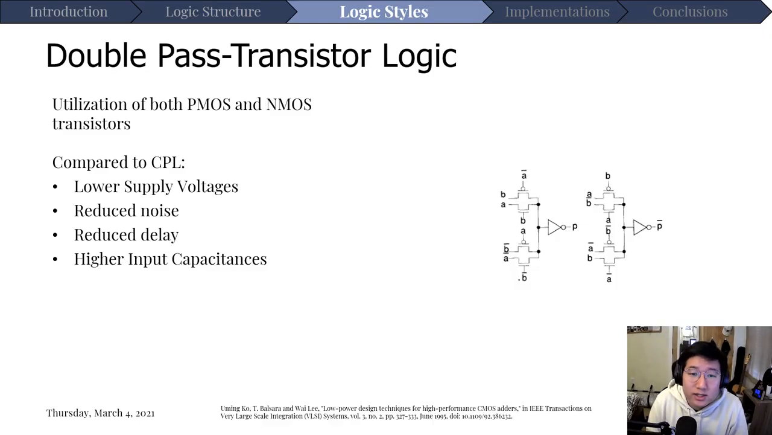Another alternate style, which didn't warrant a slide for itself because it's not as widely used, is the swing restored pass transistor logic. This is essentially CPL that's slightly modified. It has a latch-type swing restoring circuit that has two cross-coupled CMOS inverters, which generally leads to a little bit higher performance than classic CPL. It's not used too widely, so it didn't warrant a slide for itself.